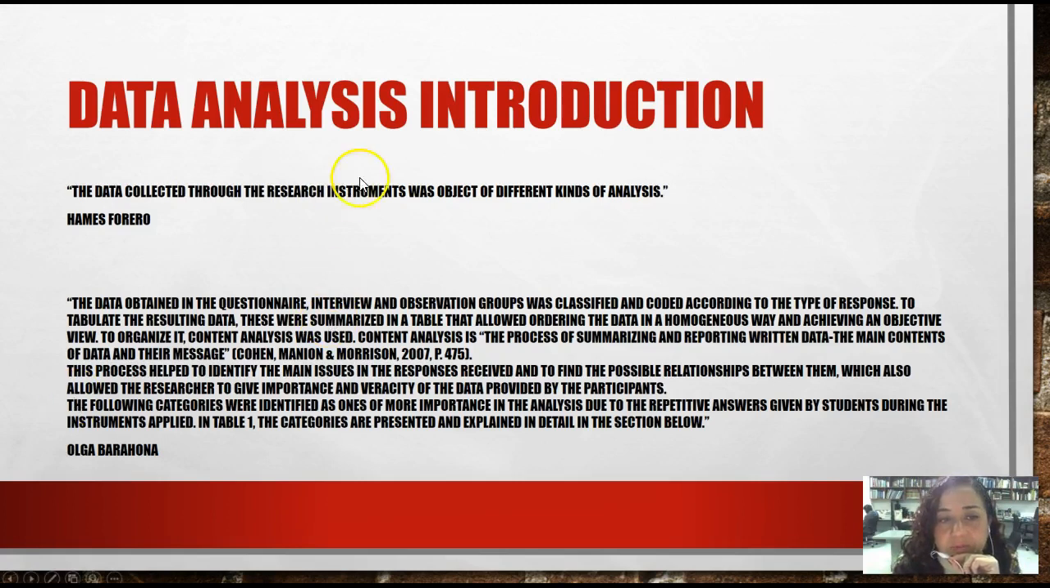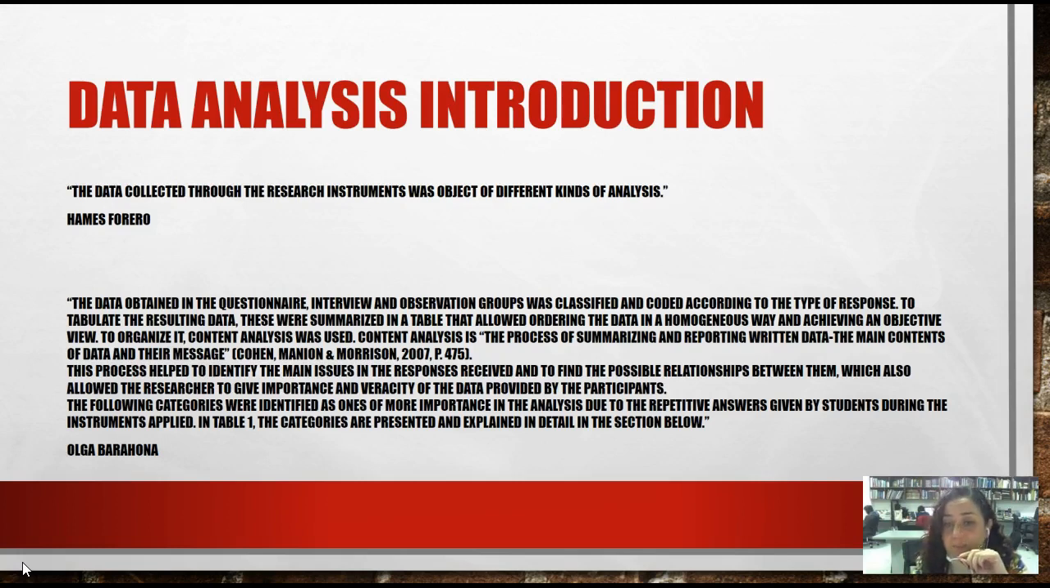The data collected through the research instruments was object of different kinds of analysis. In this sentence, Professor James Forero makes the case for the way he analyzed the data in his own thesis. On the other hand, Olga Barahona gives us a more comprehensive introductory text. The data obtained in the questionnaire, interview, and observation groups was classified and coded according to the type of response. To tabulate the resulting data, these were summarized in a table that allowed ordering the data in a homogeneous way and achieving an objective view. To organize it, content analysis was used.